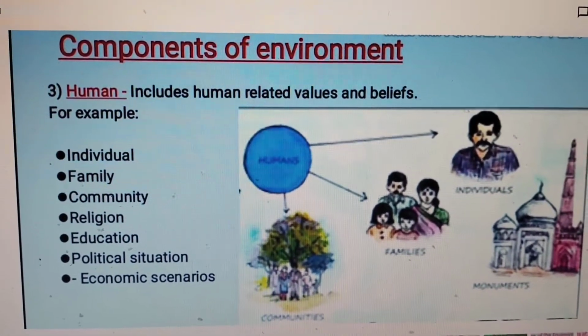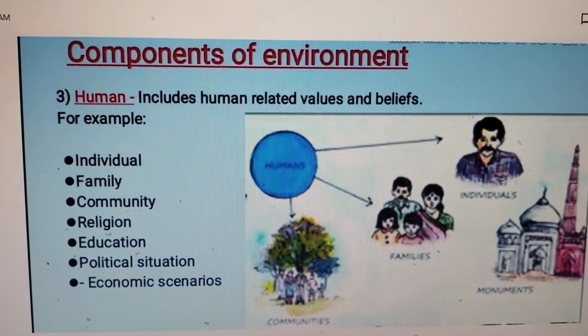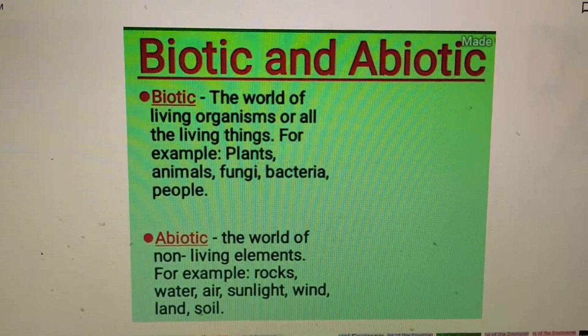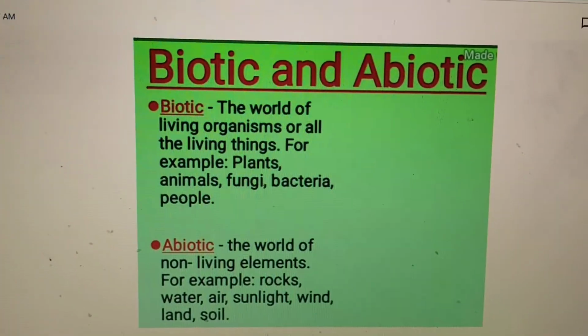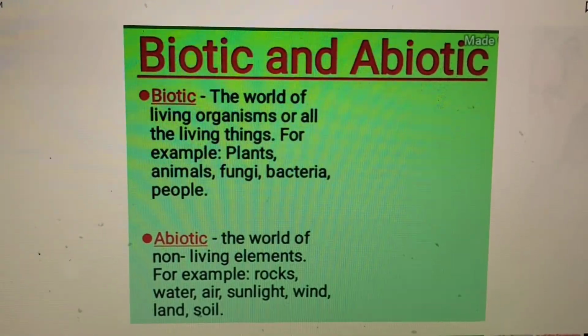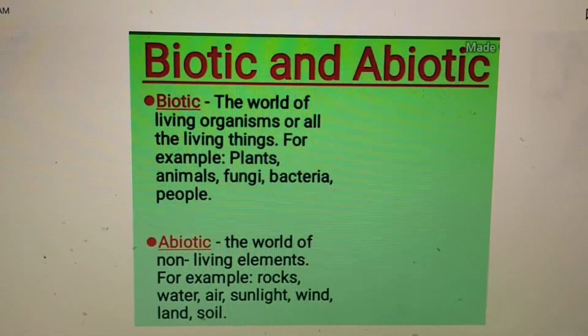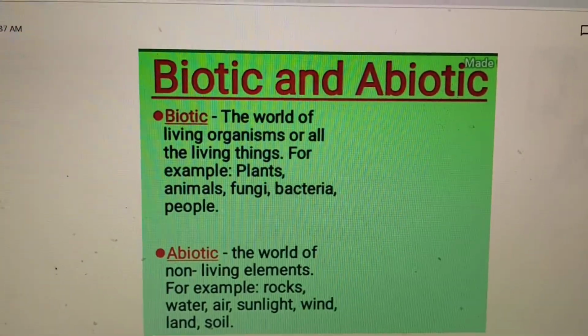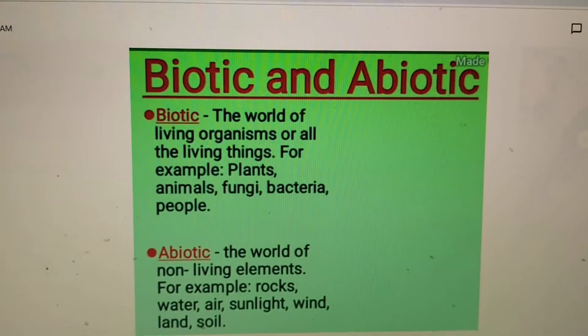That of natural, man-made, and humans, isn't it? Then we learnt about the biotic and abiotic. So here, what do you mean by biotic? The world of living organisms, or all the living things. For example, plants, animals, fungi, bacteria, and people. So these are the biotic things.